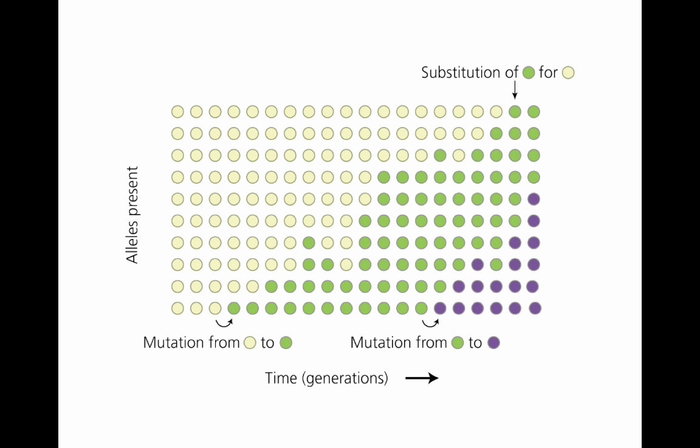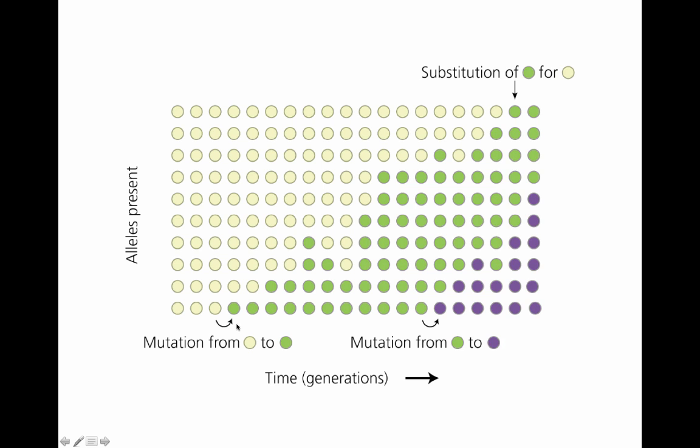This process of substitution of neutral alleles by other alleles is illustrated by this figure from your book. So the columns represent the different alleles that are present, the different colors are different alleles, and then along the x-axis is generations, so time going along this way. So for a while, this yellow allele is the only one present in the population, and then at some point of time, you get a mutation to this green allele.